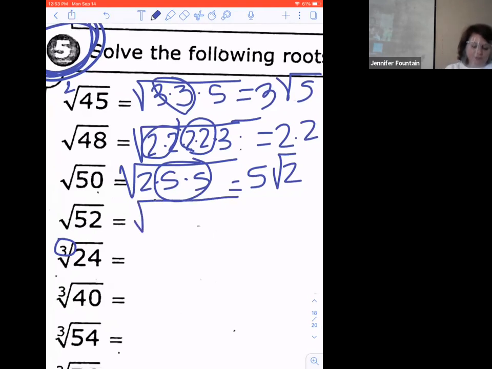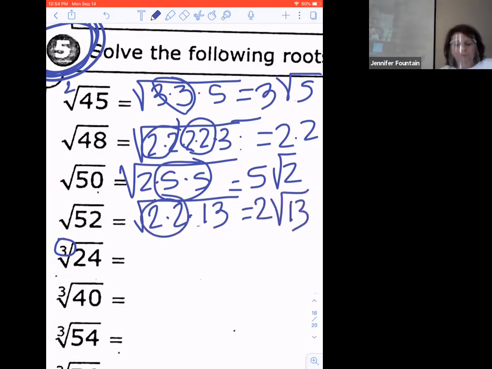Smallest prime factor? 2. 2 times what? 2 times 13, yeah, because 52 divided by 2 is going to give me 26, and 26 divided by 2 gives me 13. So I have my 2s, and my 13 stays under the radical.